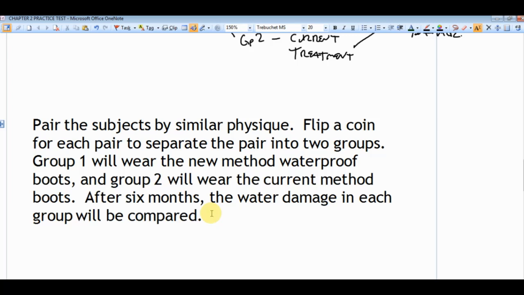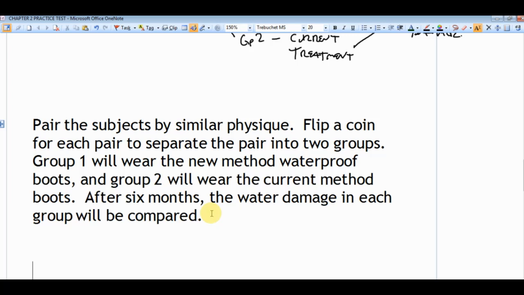We're going to pair the subjects by similar physique. So presumably here, a source of variation would be the body type of the wearer. So I think what they would mean is somebody who is heavier, perhaps, would wear on their boots differently than someone who is lighter. So pair the subjects by similar physique.